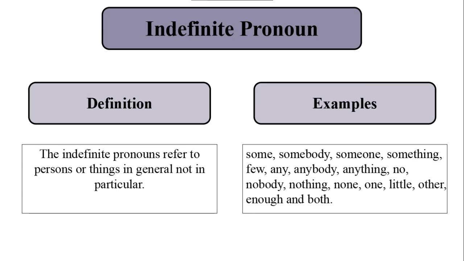Okay, number five, indefinite pronouns. These are interesting because they're intentionally vague. They refer to people or things in general, not in particular. So when you don't know who, or it doesn't matter, or you want to be general. Precisely. It's a big category. Somebody, someone, something, few, anybody. Loads of them. Anything, no one, nobody, nothing, none, one, little, other. Wow. Yeah. Enough, both. Each has its nuances.